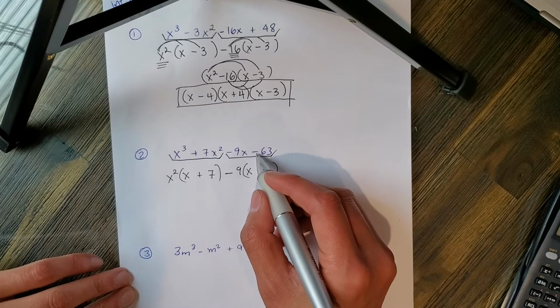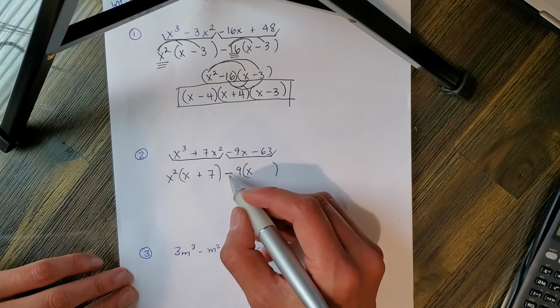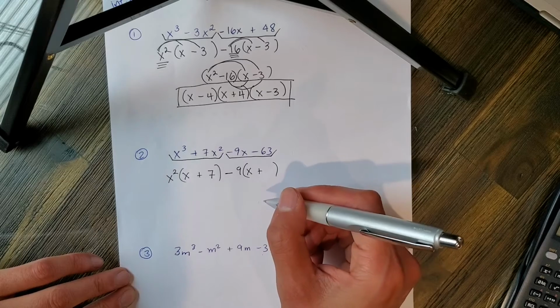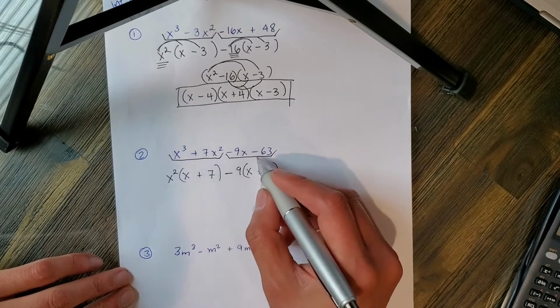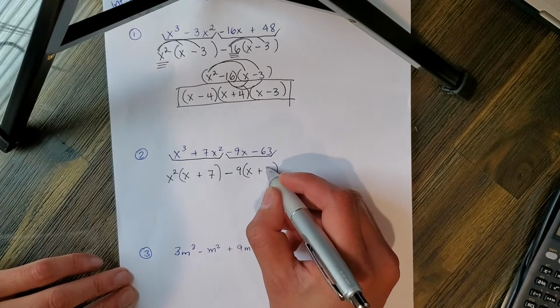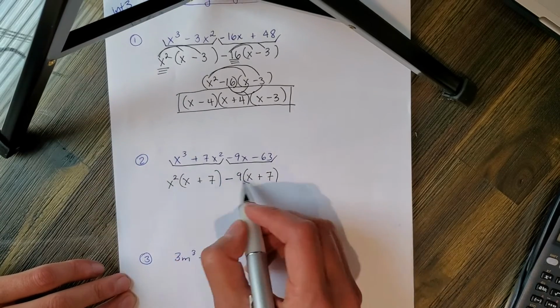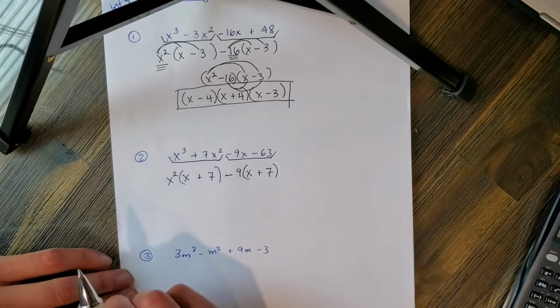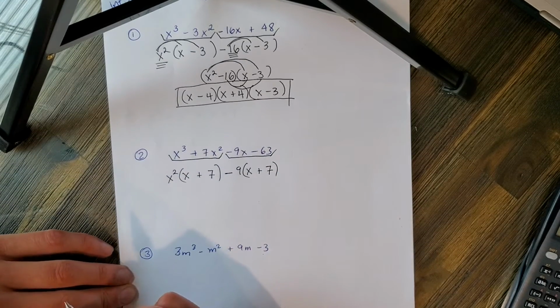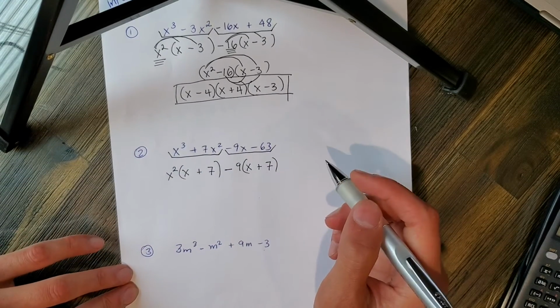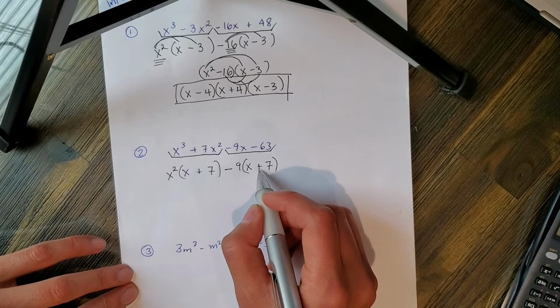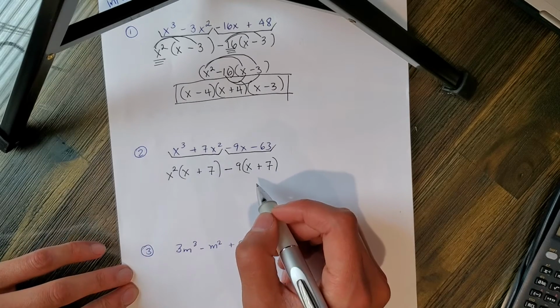Now here I need a negative 63. So a negative times a positive is going to be a negative there. So I have negative 9 times 7. And so notice here, these two match. And when you're factoring by grouping, they will match, okay, if it's factorable. So for example, if I had an x minus 7 here, it would not be correct.